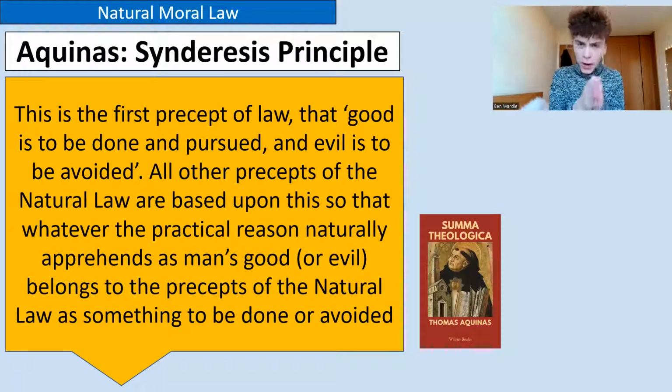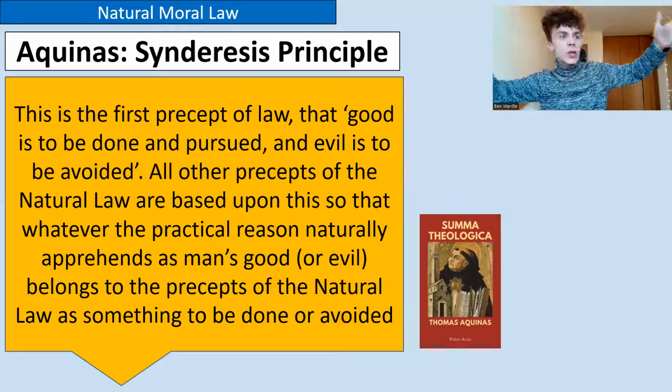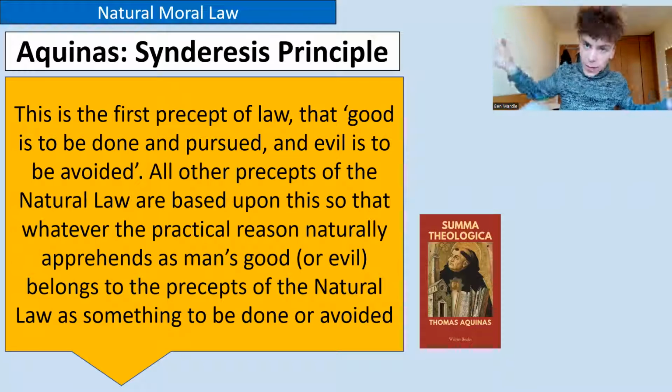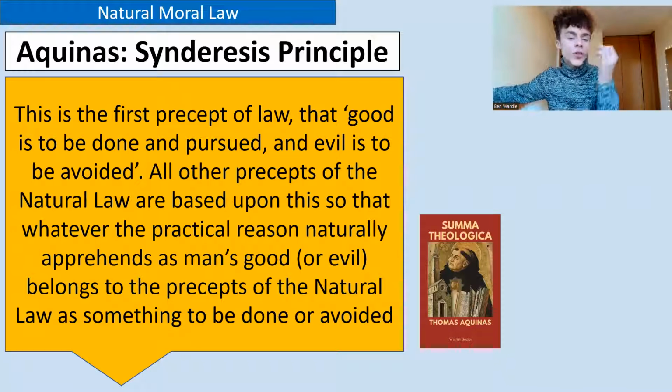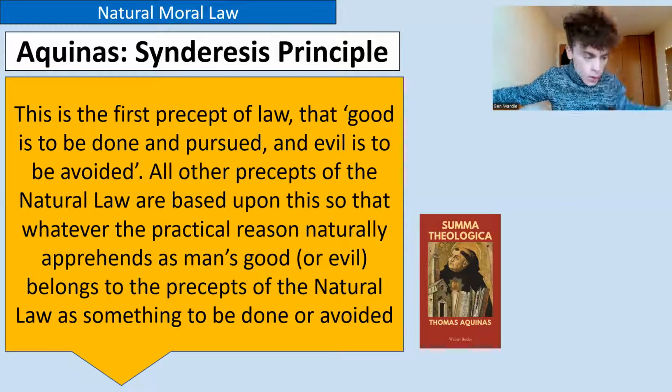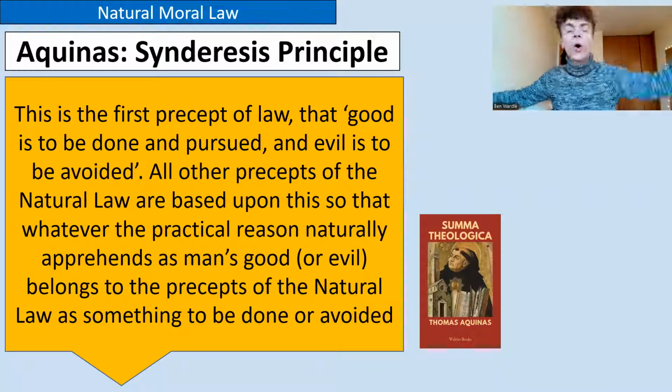But this is just my question to you for now, as we think about natural moral law as this absolute, unchanging, universally binding concept. Do you think that all people and all societies and all religions and all legal systems share this belief that good is to be done and pursued and evil is to be avoided? So again, just be thinking about that.